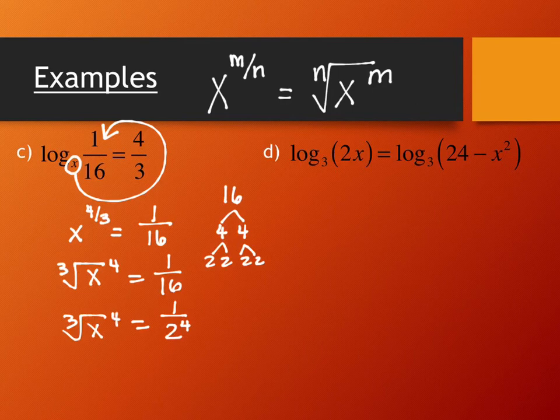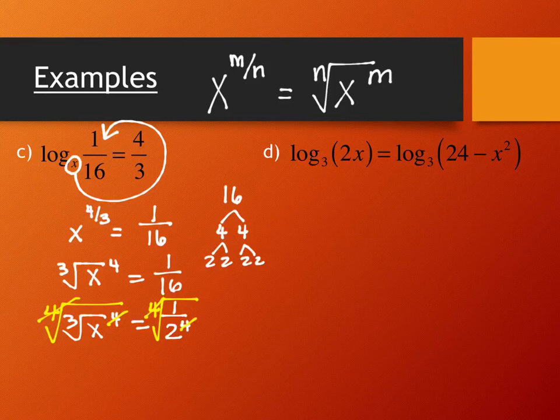I have something raised to the power 4 on the right-hand side, and I have something raised to the power 4 on the left-hand side. So it is advantageous to go ahead and take the 4th root on both sides because I have things with powers of 4 on both sides. This 4th root and this power of 4 cancel. This 4th root and this power of 4 cancel.